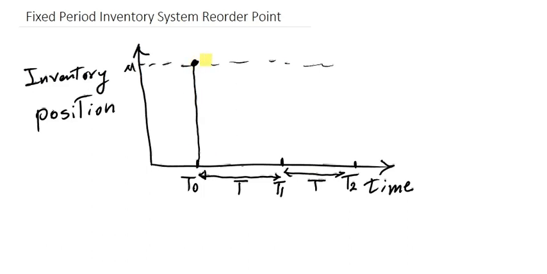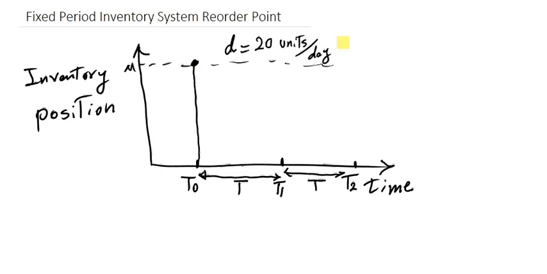and you have a fixed demand in an ideal world. So your inventory level will go down. Let's assume that the demand per day is, let's say, 20 units per day. And in an ideal world, it is a constant.